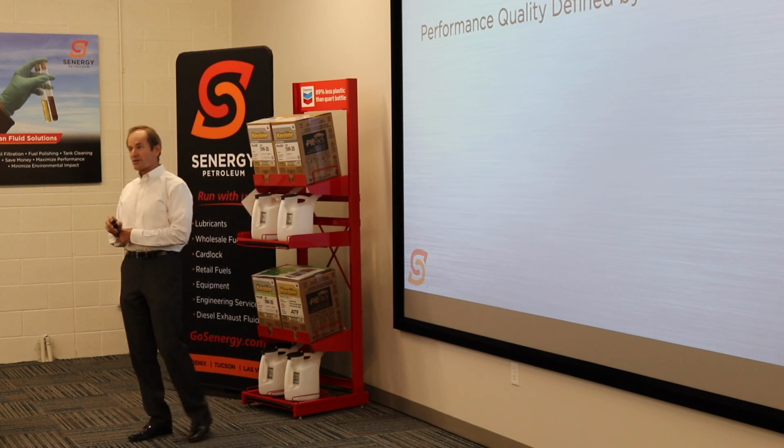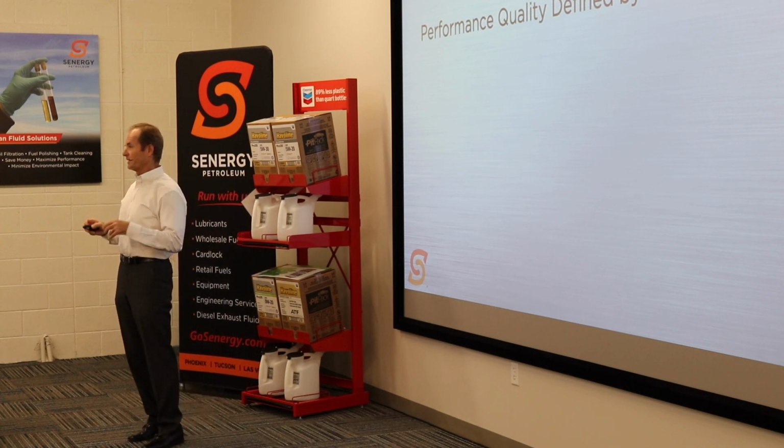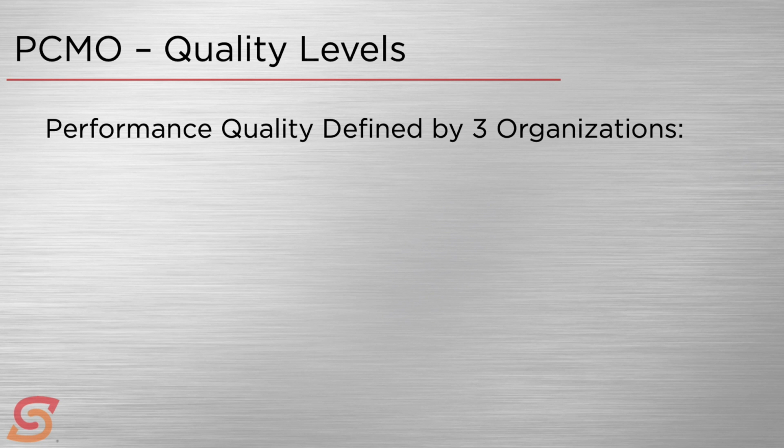By and large, when you come to the quality level that you're looking for in a car in the U.S., it's defined by 3 organizations, or 3 organizations may or may not be involved in the quality description. It might be on the data sheet or recommended in the owner's manual. Okay, the first one is the API, the American Petroleum Institute.